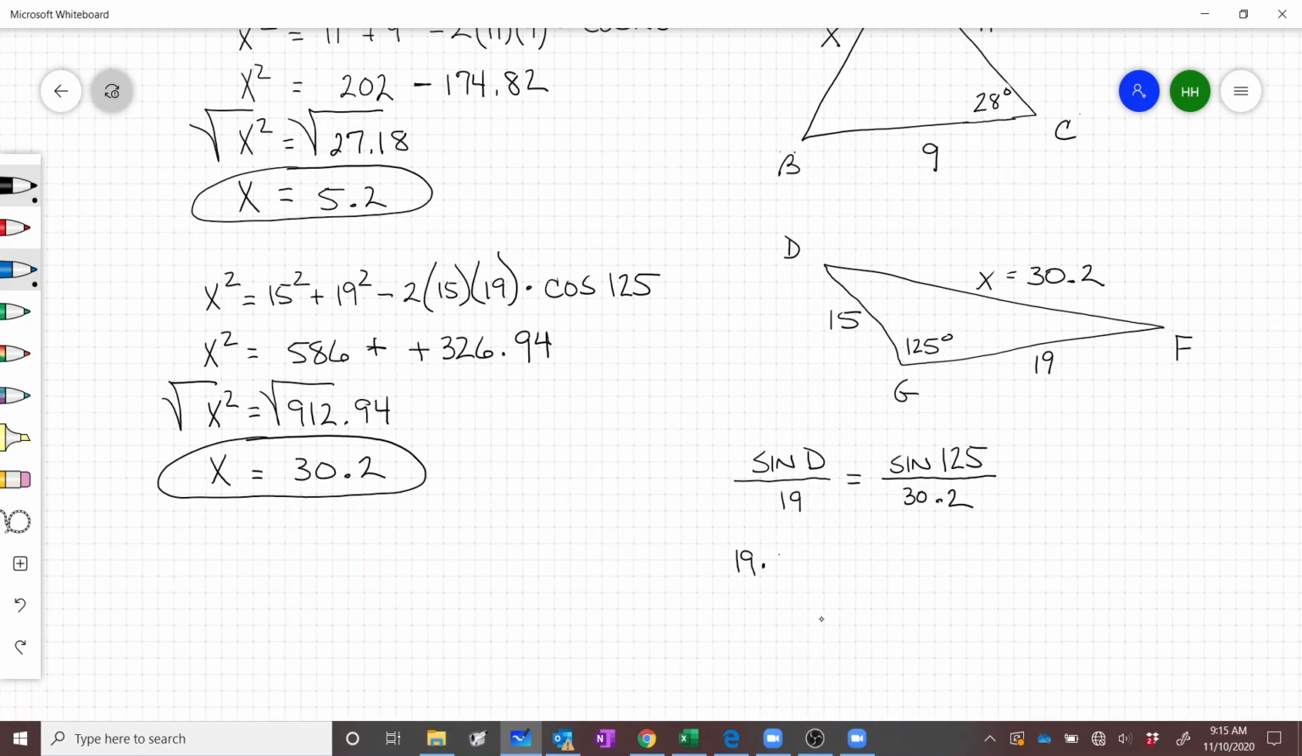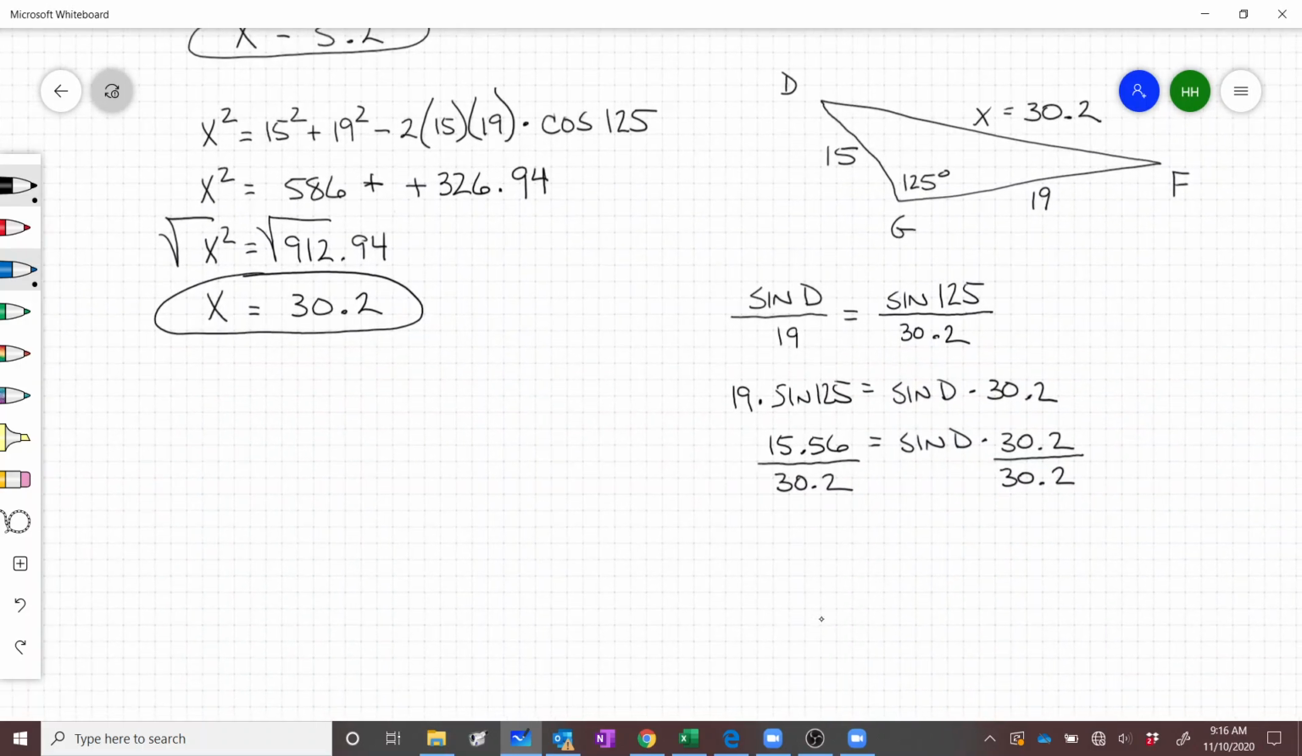So 19 times sine 125 equals sine of D times 30.2. So 19 times 125 sine, it's 15.56, equals sine of D times 30.2. If you divide both sides by 30.2, so 15.56 divided by 30.2, you get 0.52. 0.52 equals the sine of angle D.